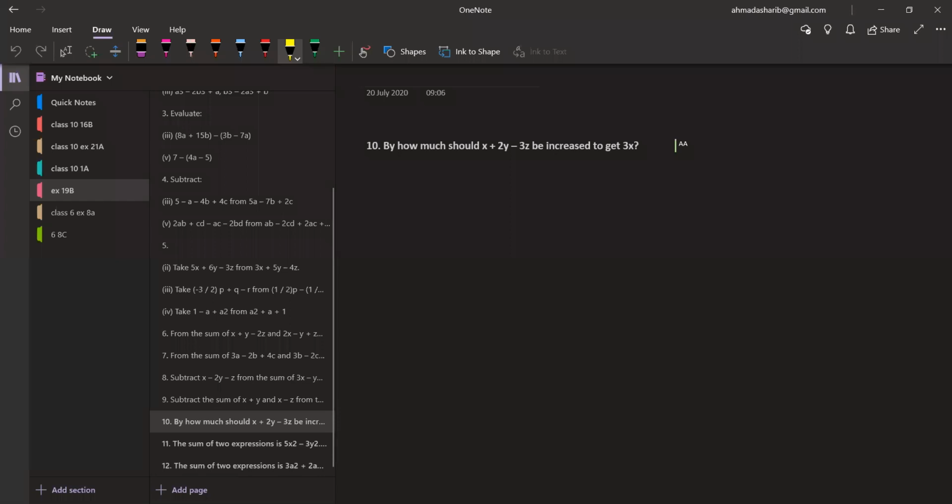Clear? Question number 10. Today I have to complete this. Okay, 19b. By how much should this be increased to get 3x? Okay, so what you have to do, it is saying increase means we have to plus something. So in fact, then we have to subtract something.